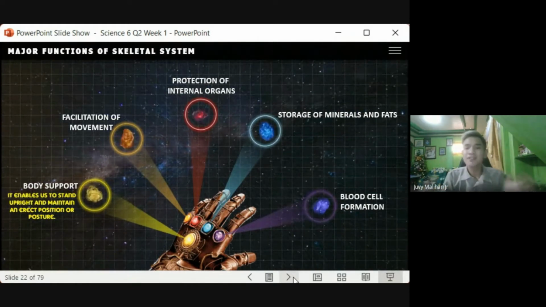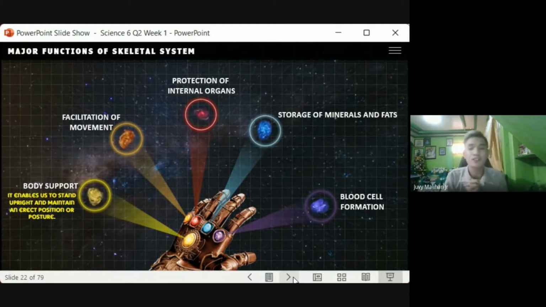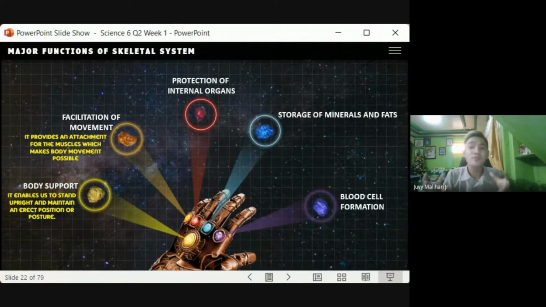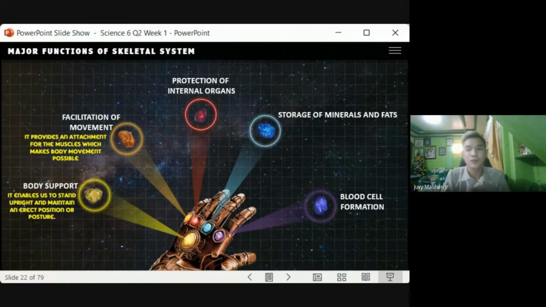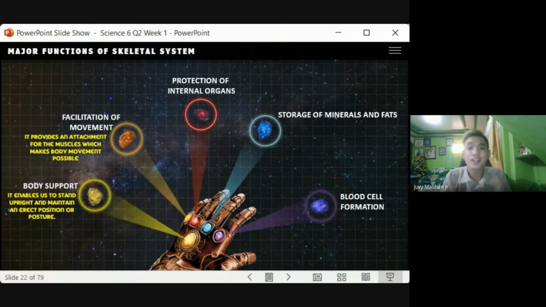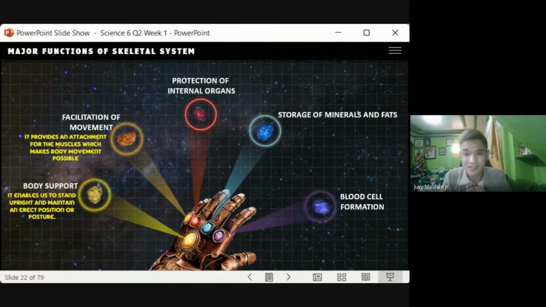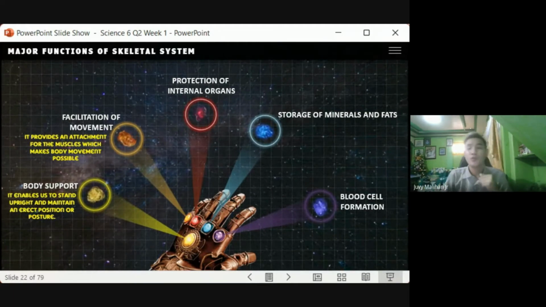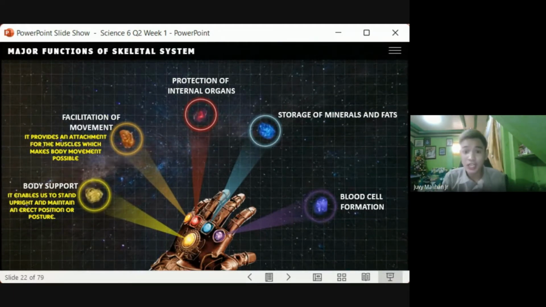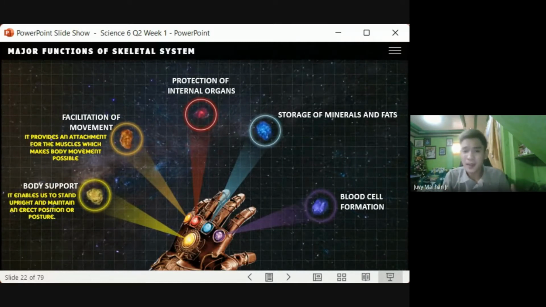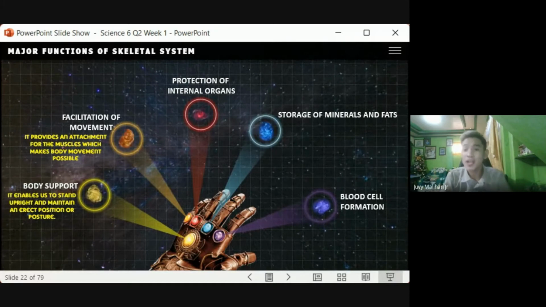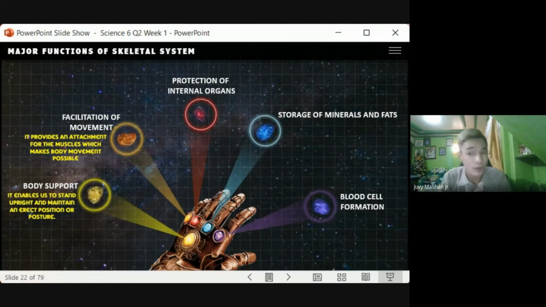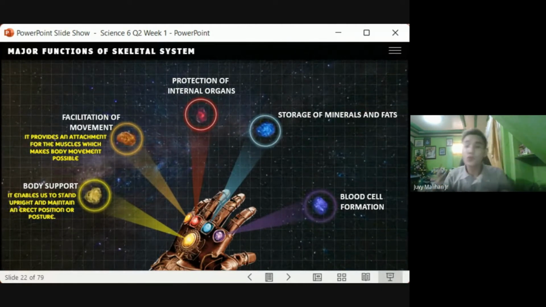Alright? The next function class is the facilitation of movement. Okay, so the skeletal system provides an attachment for the muscles which makes body movement possible. Why? That is because class, the bones are attached to the muscles. Okay? So we can able to move freely. Okay, we can walk, we can jog, we can run. Okay, so we can do those things because of our bones and our muscles. Okay, so again, class, our muscles are attached to our bones. That's why we can move freely.